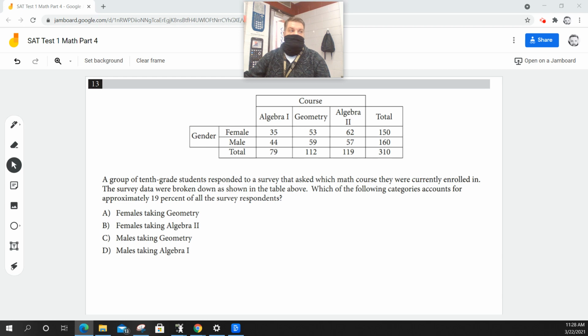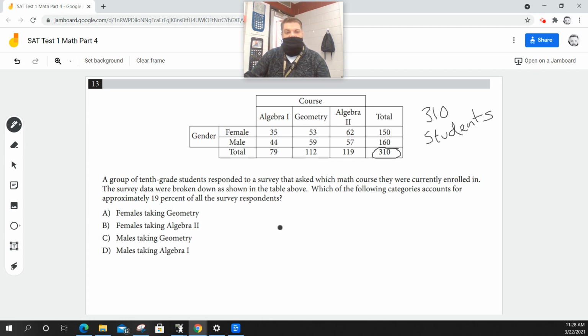So the first thing I want to point out is that in order to find the percentage, we've got to know the total. So there were 310 students total. Okay. And then how do I find 19%?